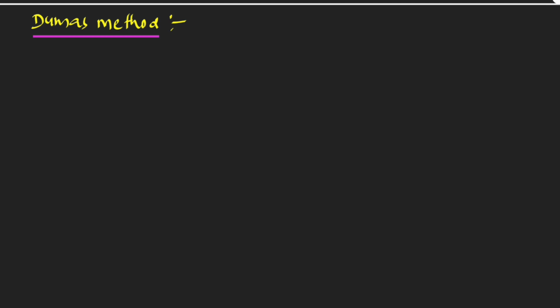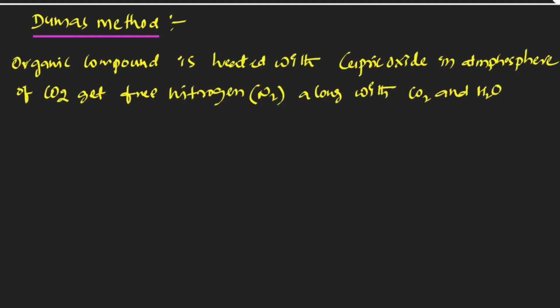In this Duma's method, the organic compound is heated with cupric oxide in an atmosphere of CO2 to get free nitrogen along with carbon dioxide and water. Carbon is converted to carbon dioxide and hydrogen is converted to water.